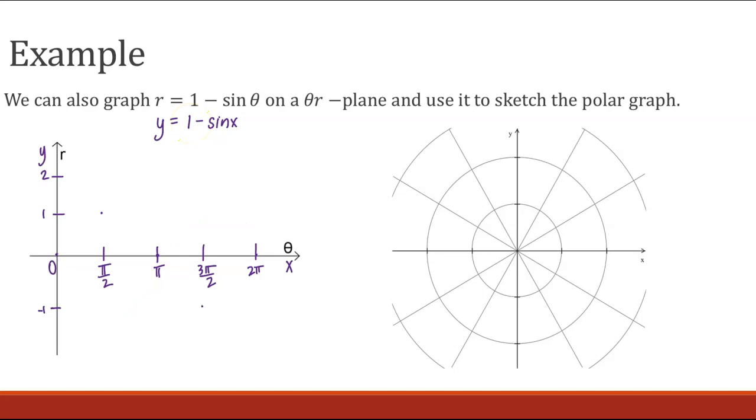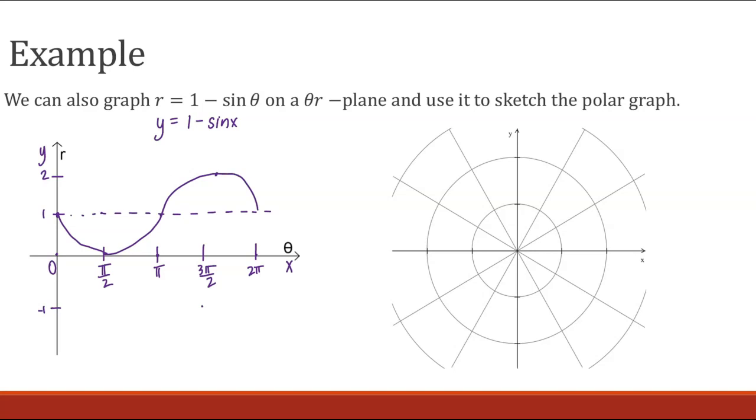So the final graph here, if everything moves up 1 unit, basically means the x-axis shifts up. So it's going to start at 1 on the y-axis, and then it's going to go down to (pi over 2, 0), back up to (pi, 1), then (3 pi over 2, 2), and then (2 pi, 1).